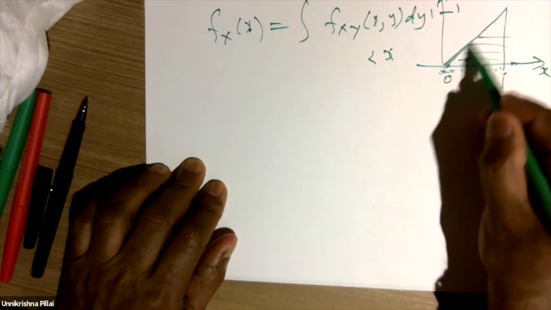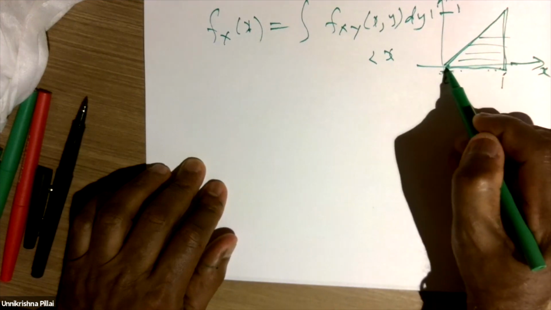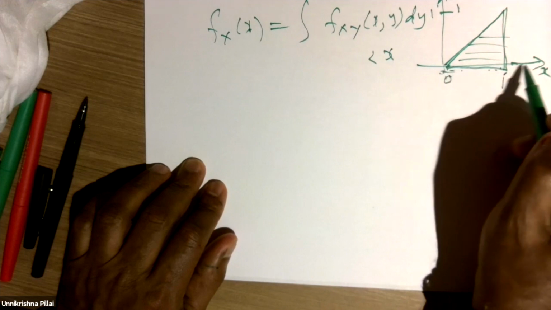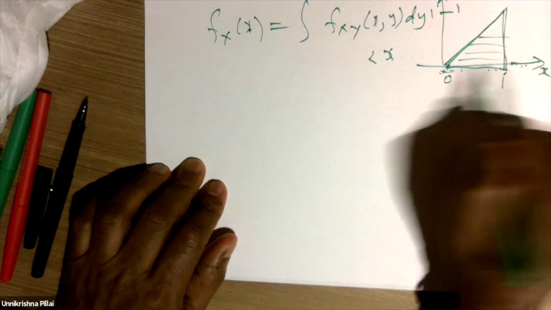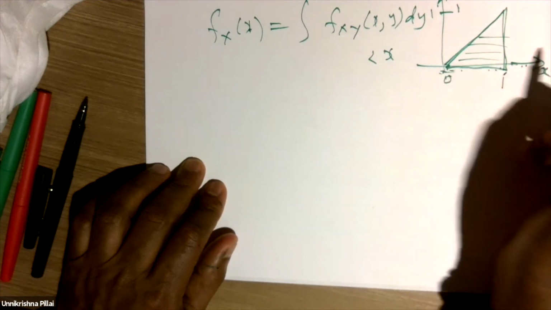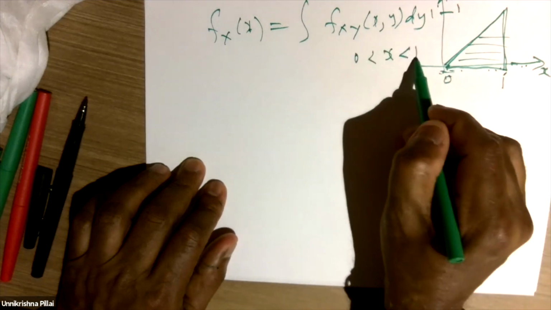Why is this so hard? Remember, the joint density function is non-zero here. So certainly if x equals 2, it is 0. So where is it non-zero? From 0 to 1. That's easy.